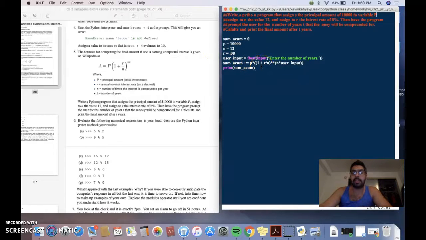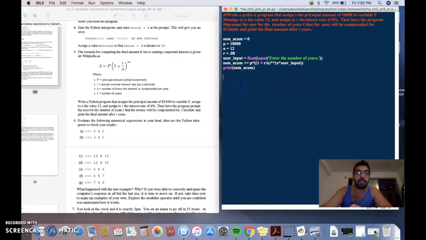And then so I have to use a couple sets of parentheses here. I have to use a parenthesis on 1 plus r divided by n parenthesis, and then I raise that to the power of n times the user input, because the user input is the number of years. And then I close that in parenthesis, and then I closed the whole thing outside of p inside of parenthesis, because I need to do that process first, and then I need to multiply that by p, by $10,000 in this case. And then I print the sum accum.